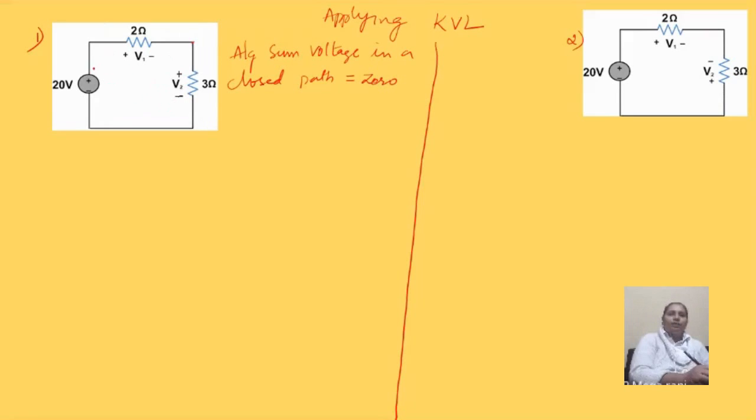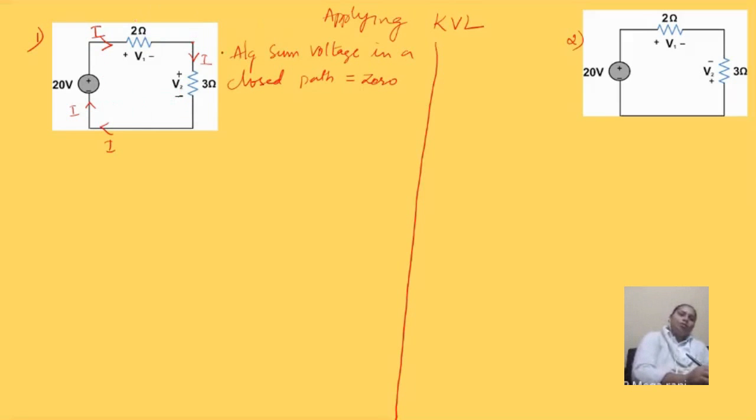Let me first define the direction of current. As we know, whenever we apply a voltage source, a current starts flowing. So let the direction of the current be like this. Here it is flowing I, then again here it is I. Like this the current will be flowing in the circuit.